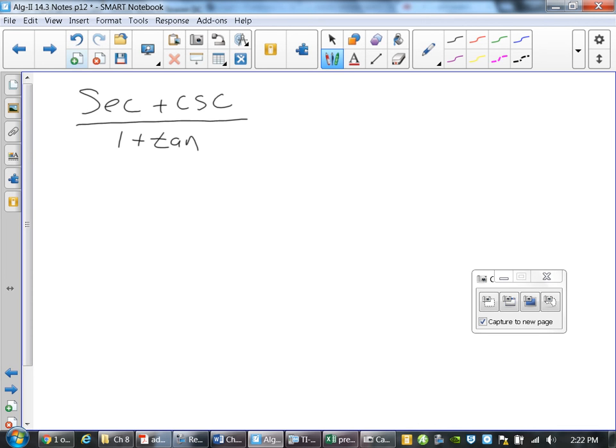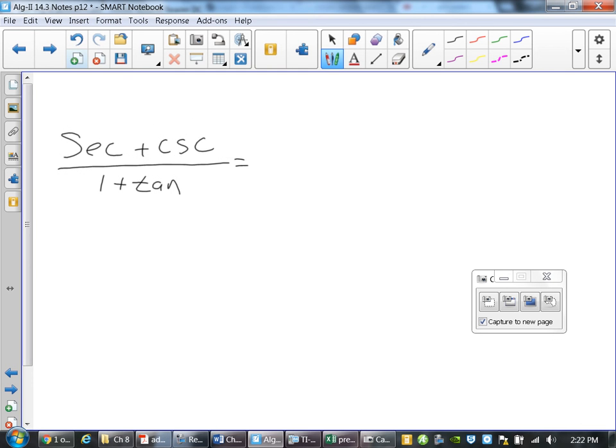This problem is basically the exact same thing. You're going to want to rewrite things in terms of sines and cosines and get common denominators twice. You're going to do that with the secant plus cosecant, and you're going to do that with the 1 plus tangent. So you split this out into 2 fractions. Secant is the reciprocal of what? Cosine. Cosecant is the reciprocal of sine. So I have 1 over cosine plus 1 over sine. Common denominator will be cosine sine.